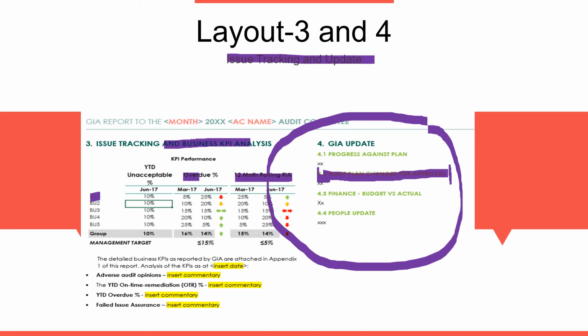Then finance and budget: it is the responsibility of the chief audit executive to give an update to the audit committee on what the initial budget was and what the actual spending is against the budgeted figure. Then the people update means how many resources they have, any promotions, any changes, employees who have recently joined, and employees who have left. So based on this report, it is the responsibility of the chief audit executive to at least give an update. This section will cover the overall update of the department, including progress against the plan, audit plan changes for approval, budget update, and the people update.